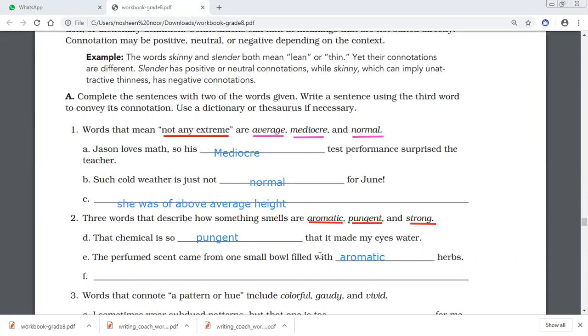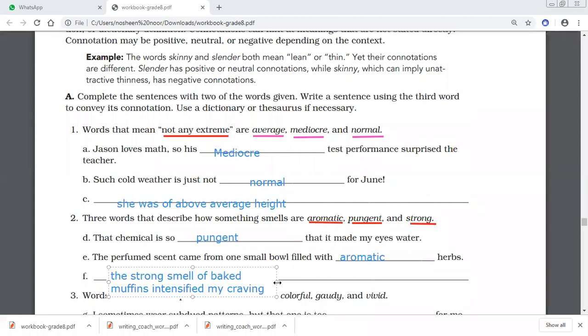Next is strong, which is to be used by you in your own sentence. The sentence that I made is here. I will write it for you so that you can write one similar to it. The strong smell of baked muffins intensified my craving.